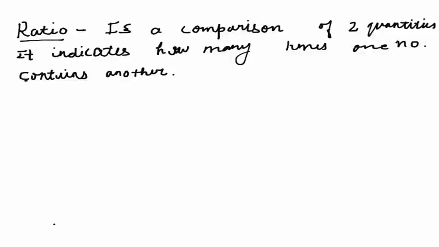By ratio, we mean a comparison of two quantities. It means we have two things and we are comparing these two things. For a ratio, we should be sure that the quantities we are comparing are of the same unit. If the units are different, we should not compare these two quantities. And it indicates how many times one number contains another.